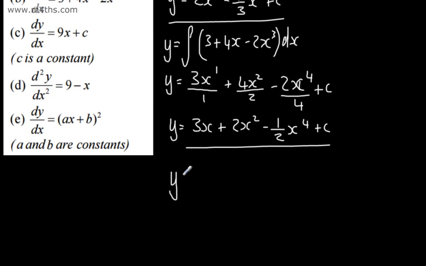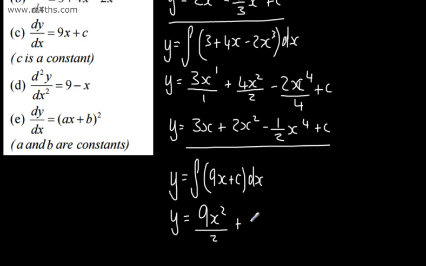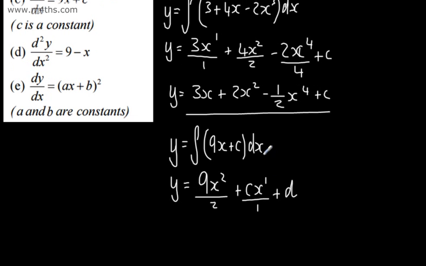So y will be equal to the integral of dy/dx with respect to x. So it'll be equal to the integral of 9x plus c with respect to x. So we can say that y is equal to 9x squared divided by 2 plus cx to the power of 1 divided by 1, if you like, plus our constant of integration, and we will call that constant of integration d. So y is equal to 9 over 2 x squared plus cx plus d.